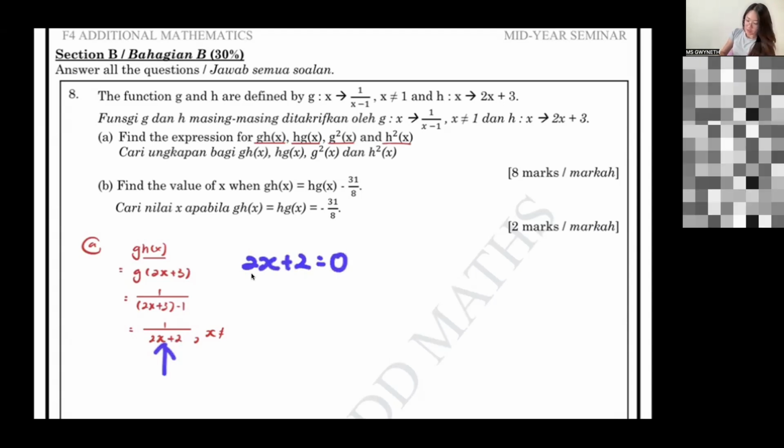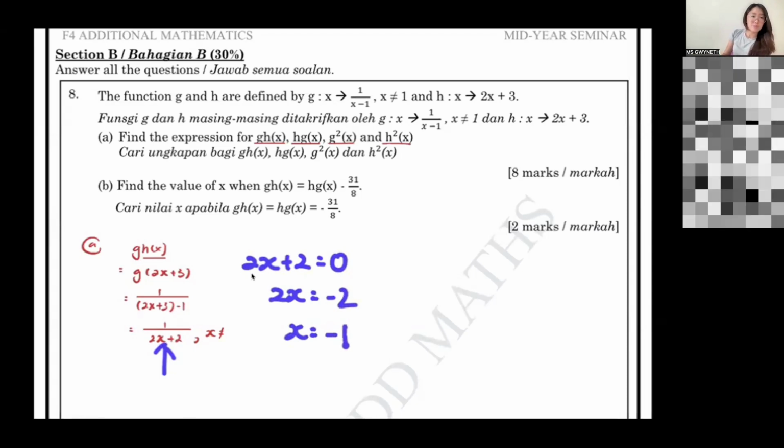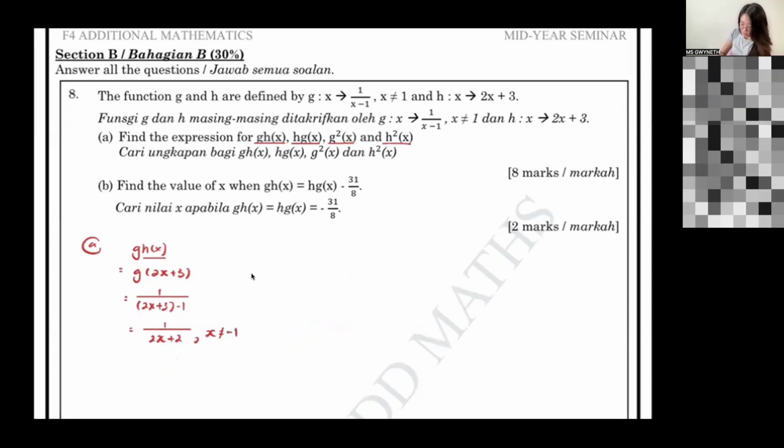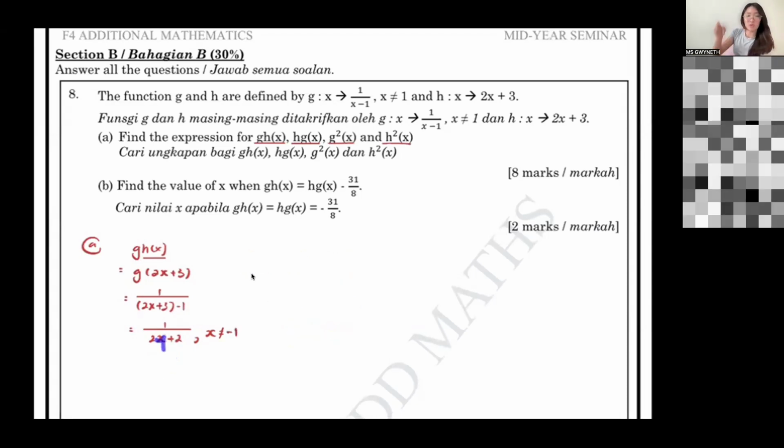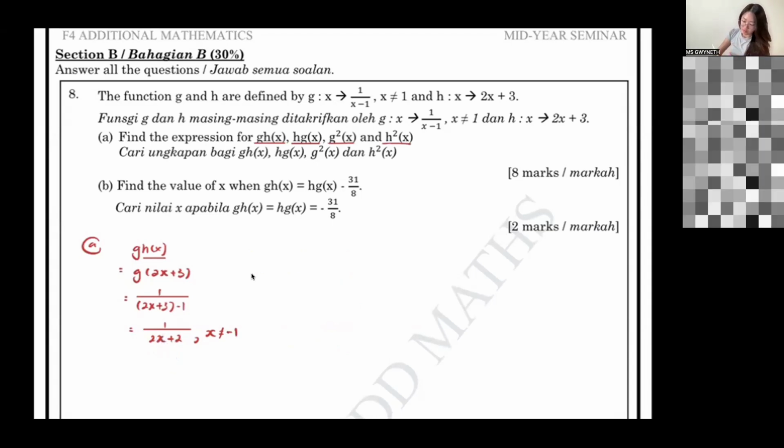Denominator cannot be 0, right? So move 2 over. This will be negative 1. X cannot be negative 1 because when your x is negative 1, your denominator will become 0. Must clarify, if not, no marks. And then part B.